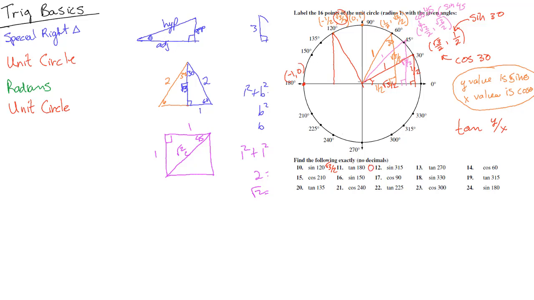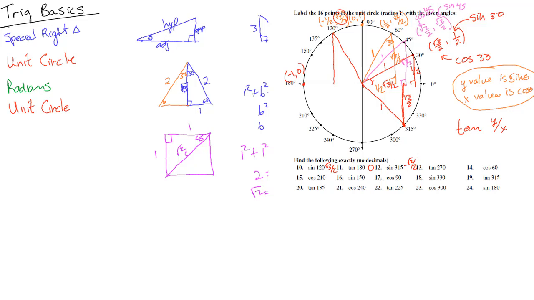The sine of 315, if we come down here to this guy, we're in a 45, 45, 90 triangle. And the sine, let me see, this is square root of 2 over 2, square root of 2 over 2, 1. The sine is the y value. We're down here in the fourth quadrant where y is negative, so it's negative square root of 2 over 2.